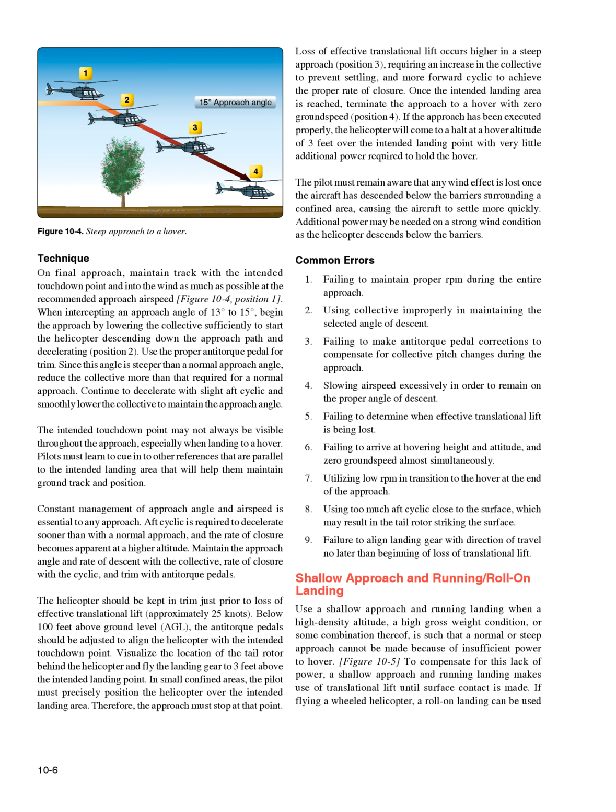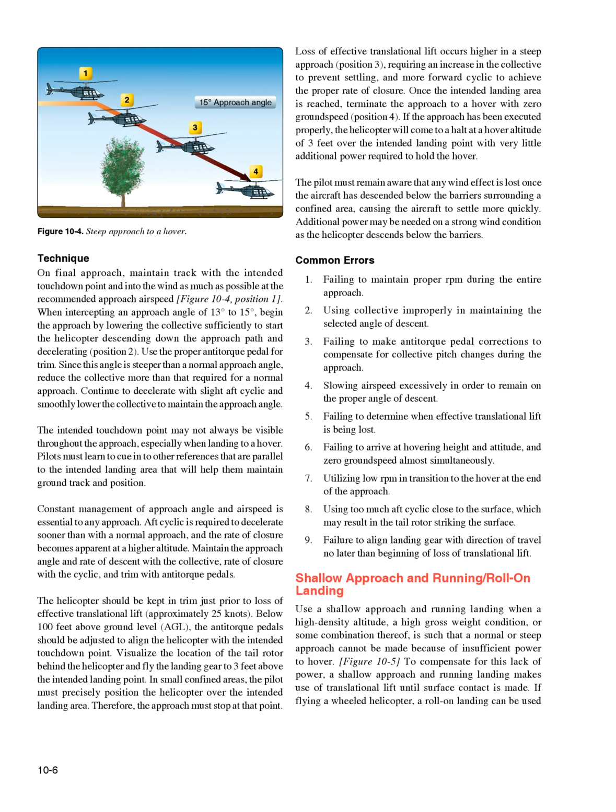In small confined areas, the pilot must precisely position the helicopter over the intended landing area. Therefore, the approach must stop at that point. Loss of effective translational lift occurs higher in a steep approach, Position 3, requiring an increase in the collective to prevent settling, and more forward cyclic to achieve the proper rate of closure. Once the intended landing area is reached, terminate the approach to a hover with 0 ground speed, Position 4. If the approach has been executed properly, the helicopter will come to a halt at a hover altitude of 3 feet over the intended landing point with very little additional power required to hold the hover.